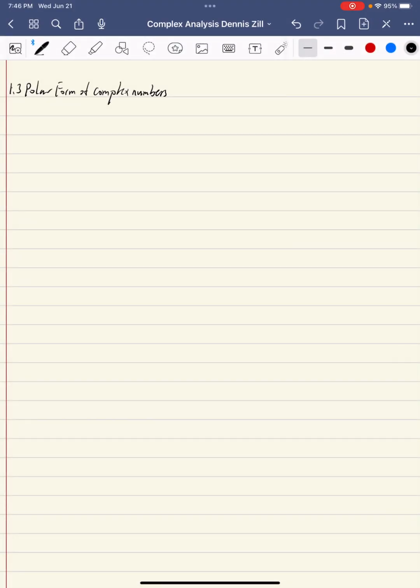Polar form of complex numbers. So first, let's start with the definition. Polar coordinates. Well, the polar coordinates were invented by Isaac Newton.